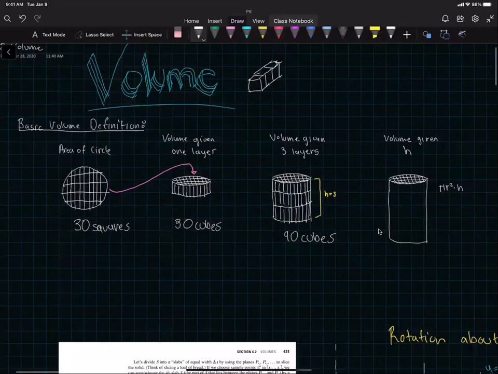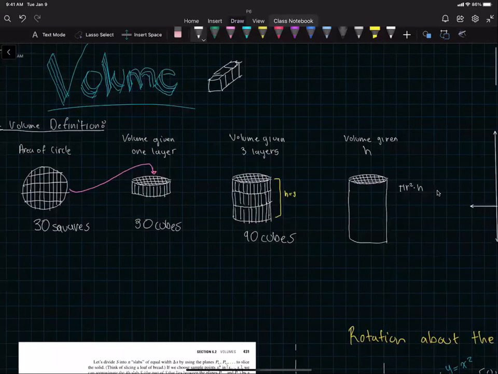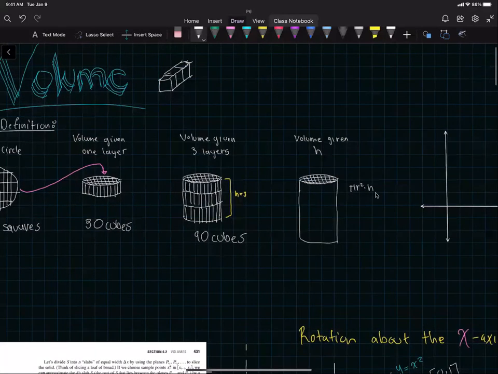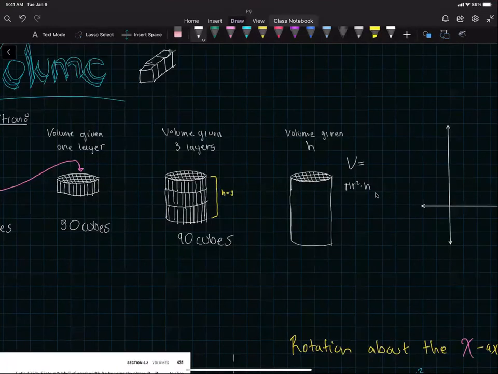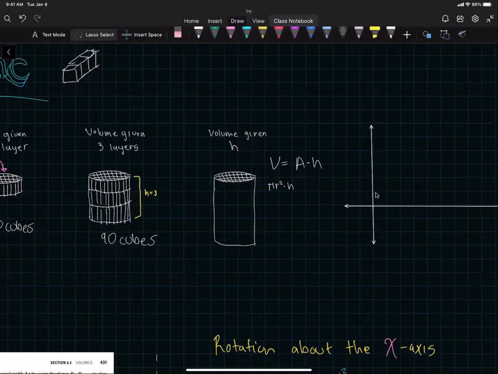So all you have to do is, given the area, so the area is pi r squared, you multiply by the height and you get your volume. So volume is equal to pi r squared times h. Or another way that you can think about it is volume is equal to the area times the height. So now I'm going to go ahead and introduce calc.